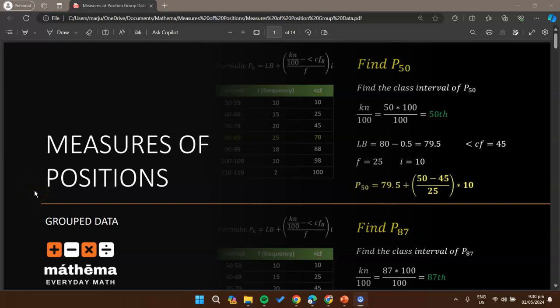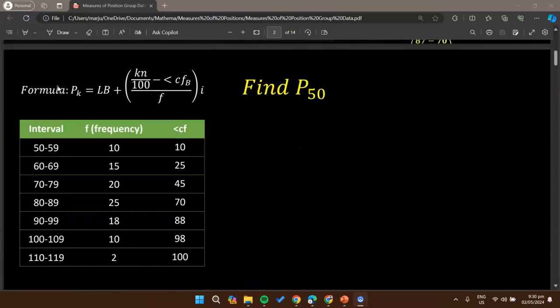This is the video explanation about the posted exercise on TikTok about measures of position, group data. So I have here three problems. We are asked to find the percentile, the 50th percentile of this group data.